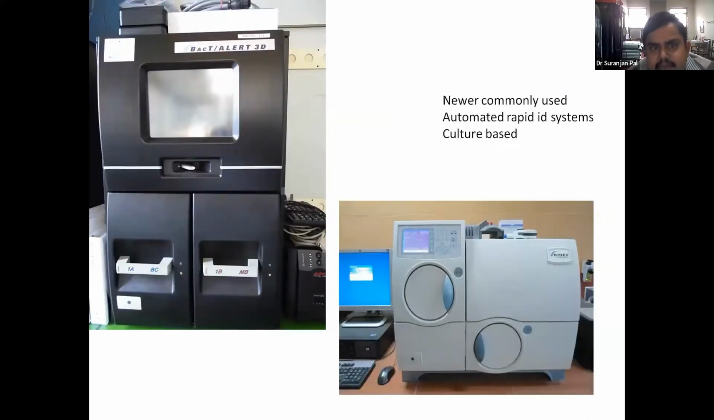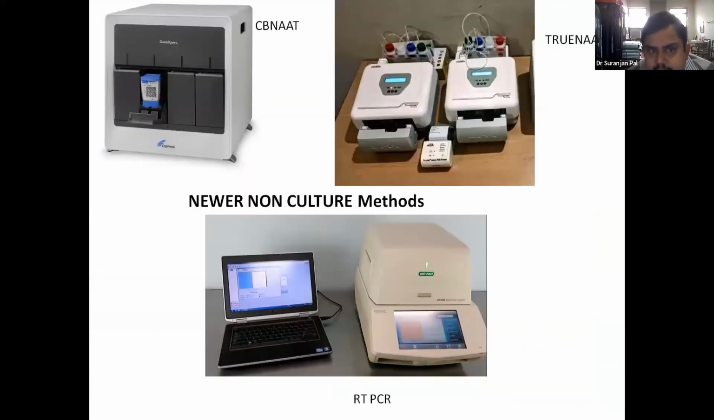But with the advancement and newer technology development, what we are commonly doing now is the culture-based automated rapid identification system, using different biosensor technologies as well as some radioactive methods. Here we can reduce the reporting time, but it is still a phenotypic or culture-based identification system where we are using different sensor principles.